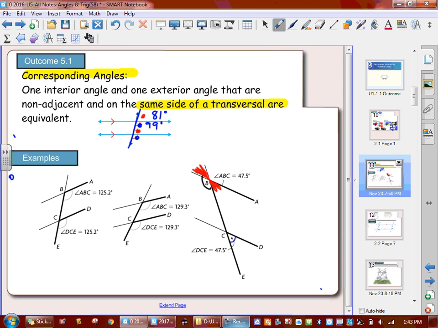Well, 81 degrees is the red dot, so which other one's going to be 81? The other red dot. Good. So 81 is going to match that guy, and 99 will match the other blue dot. Okay? So they're on the same side of the line. Now we're going to take a look at a couple examples.